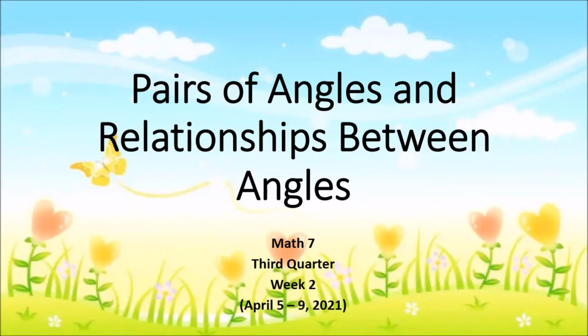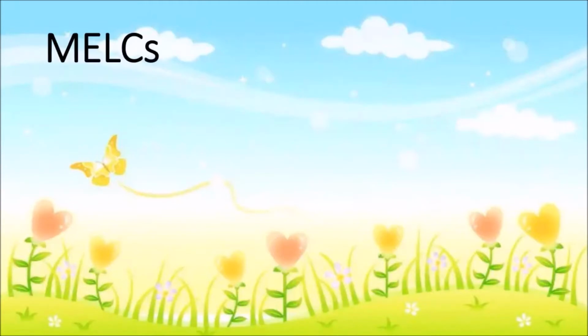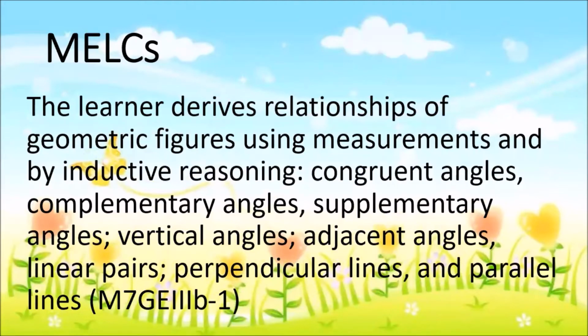So today, or this week, we will discuss pairs of angles and relationships between angles. Mathematics 7, third quarter, week 2. Our most essential learning competencies: the learner derives relationships of geometric figures using measurements and by inductive reasoning: congruent angles, complementary angles, supplementary angles, vertical angles, adjacent angles, linear pairs, perpendicular lines, and parallel lines. A total of 5 lessons for this week.